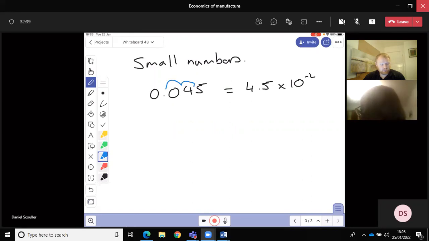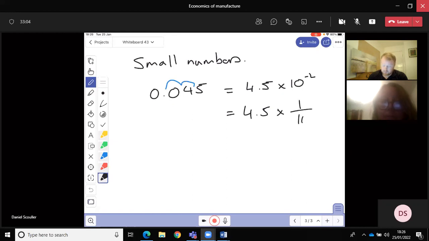Now, why is it negative? If you think about what a negative power means, it means that it would be a positive power if it was in the bottom of a fraction. So what I am actually saying there is 4.5 times 1 over 10 squared. Now you don't need to know that, that's just reasoning behind it. So if we did 4.5 over 100, we would go back to that.